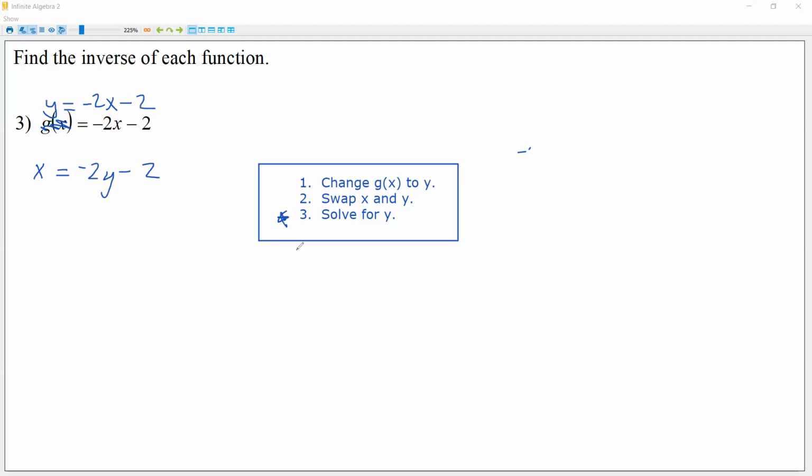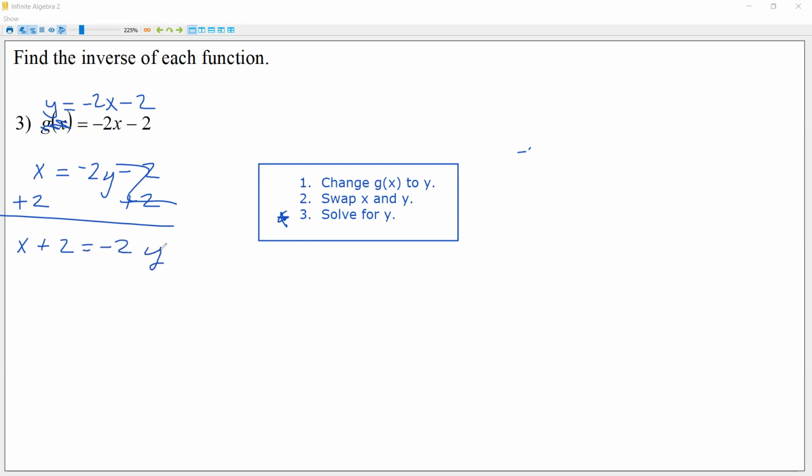Step 3 is where you really get into it. You're going to solve for y. So right now it's solved for x. We want it to be solved for y. So we want everything to equal y. So the first thing I want to do is move this negative 2 over. So I'm going to add 2 because negative 2 plus 2 is 0. So that gets rid of that. I have x plus 2 equals negative 2y.